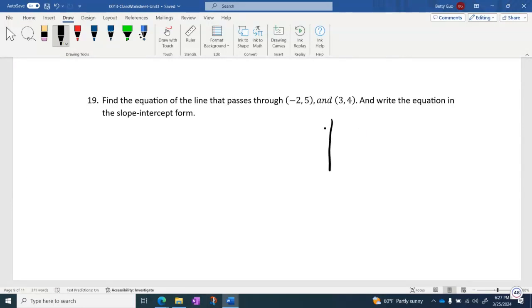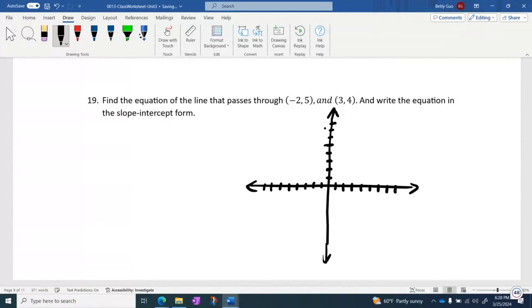I'm going to draw a rectangular coordinate system. And I'm going to plot the two given points in the rectangular coordinate system. The first point is (-2, 5). Let me label 1, 2, 3, 4, 5, 6, 7, 8. 1, 2, 3, 4, 5, 6. And the other point is in quadrant 1, 1, 2, 3, 4, 5, 6.